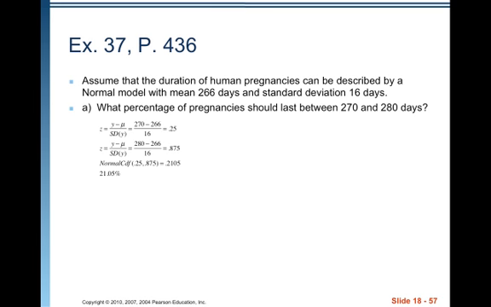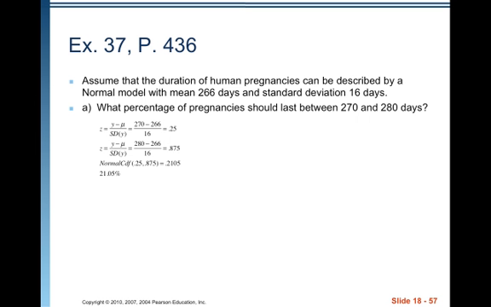And so we are considering the distribution of the original population. Okay, so our z here is just going to be y minus mu over the standard deviation of y, because we're looking at individual pregnancy lengths. And so that's going to be 270 minus 266, all divided by 16, which is 0.25. That's our lower bound. Our upper bound is going to be 280 minus 266 over 16, and so that's going to be 0.875. So we're going to get the probability that we're between the lower bound and the upper bound.